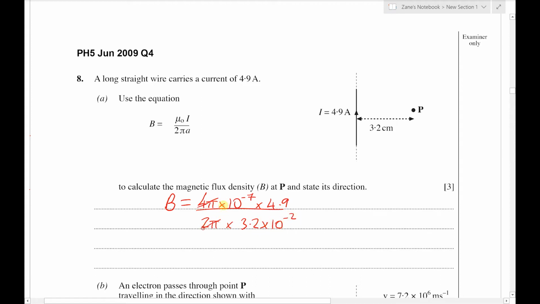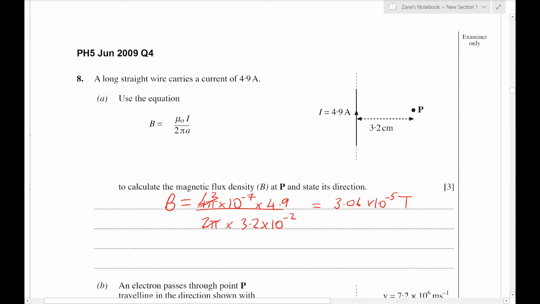Quick tip here, cancel a 4 pi and a 2 pi to give a 2 on the top, because sometimes you can get difficulties when trying to type into your calculator 4 pi times 10 to the minus 7, and this avoids that difficulty. That gives us a value of 3.06 times 10 to the minus 5 Tesla.